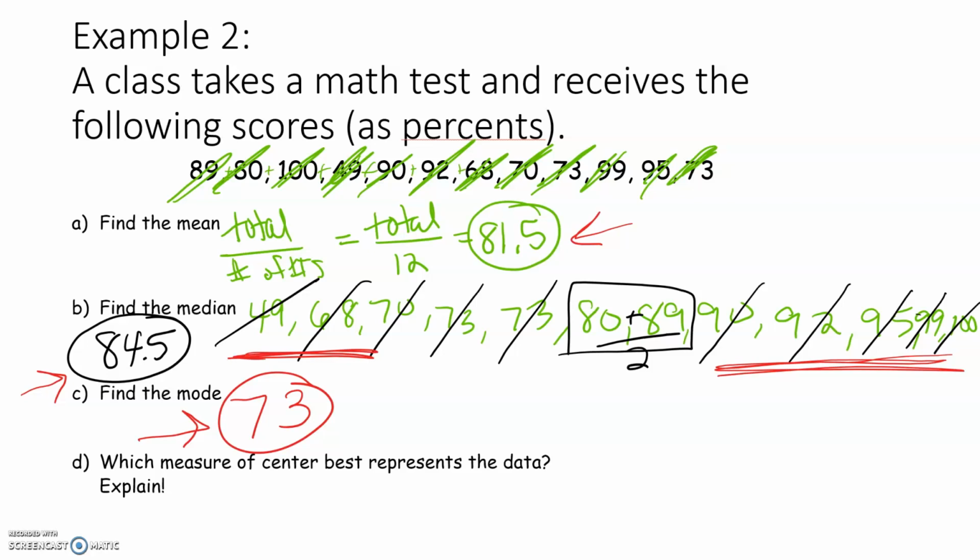Okay, so to me, I would probably say that 81.5, that's the mean, represents the numbers the best, just because I think 84.5 is a little too close to 100 and 73 is too close to that 49. So whatever you need in order to explain that to me, that's great. I just want you to be able to back up your answer with why you think that is the best measure of center.